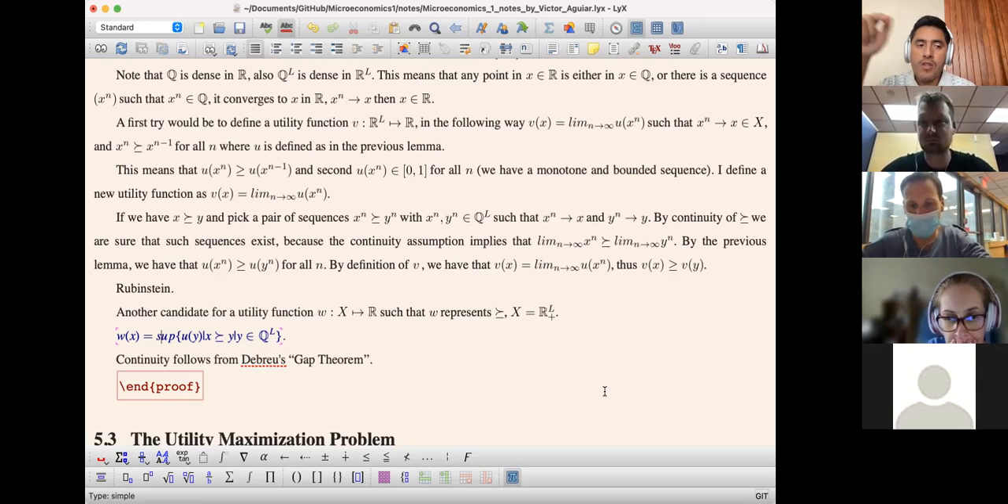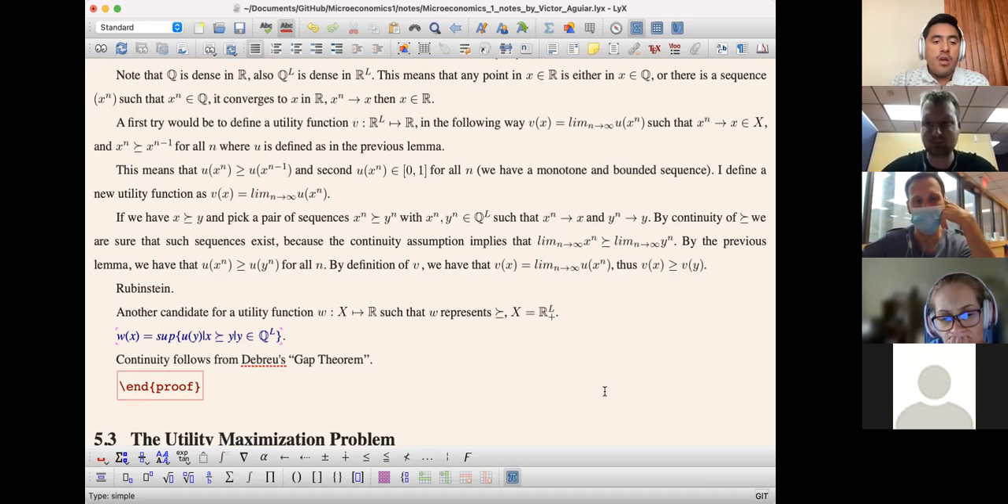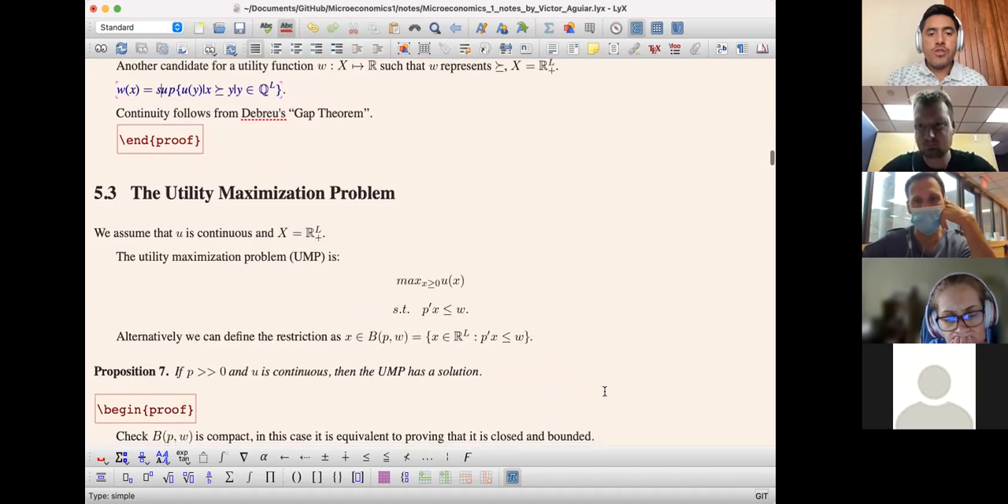But if you think about what's going on there, essentially we're taking the supremum, you're thinking of sequences. And then, instead of assuming continuity and using it, here I get continuity by Debreu's gap theorem. However, both Rubinstein's proof and my proof use the assumption of the continuity of the preferences. Yeah, okay, good. Any other question?